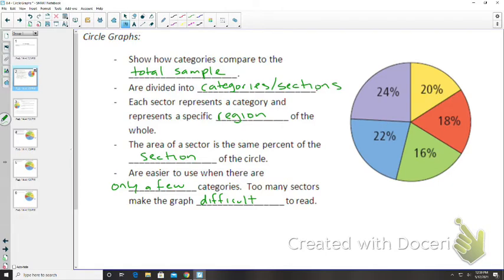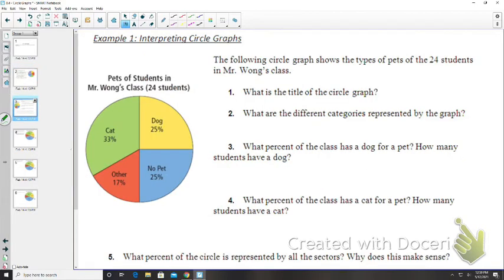Okay, so circle graphs are pretty useful for us. Okay, it's a really nice, concise way to represent the results of a sampling experiment. Okay, so let's get into it. So interpreting circle graphs.